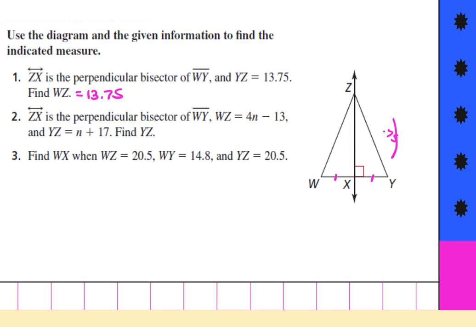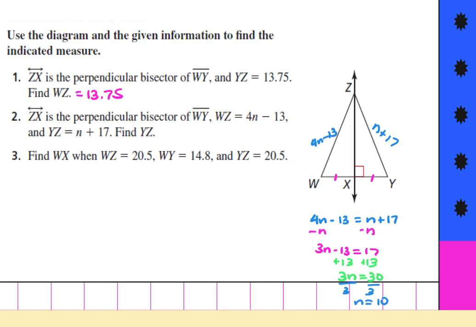Number 2 says ZX is the perpendicular bisector of WY, so same thing there. WZ is 4n minus 13, and YZ is n plus 17. Those two are equal, so 4n minus 13 would equal n plus 17. Subtract the n. 3n minus 13 is equal to 17. Add the 13. 3n equals 30. Divide by 3, and n is 10. It wants YZ, so we're going to plug it back in. 10 plus 17 is 27.